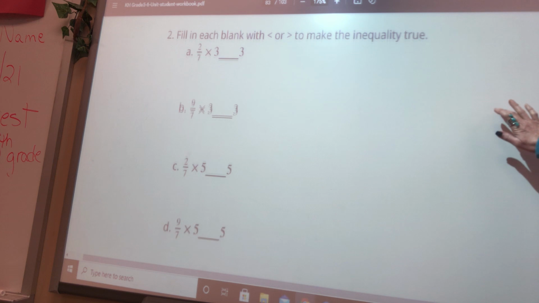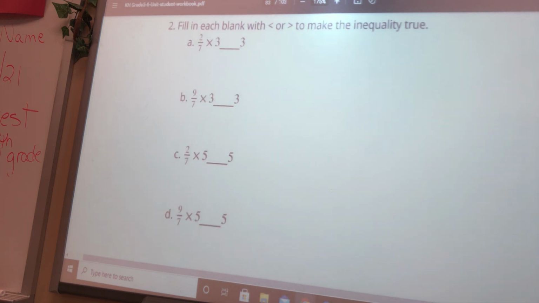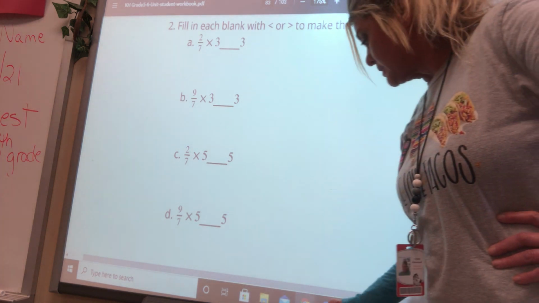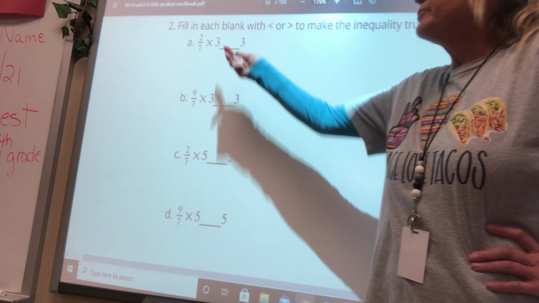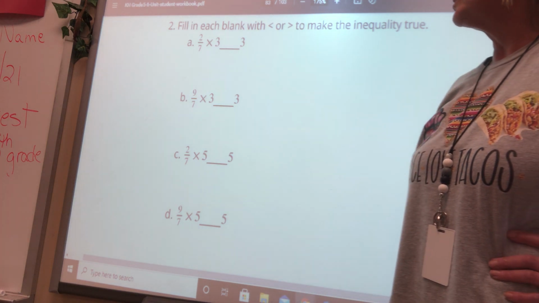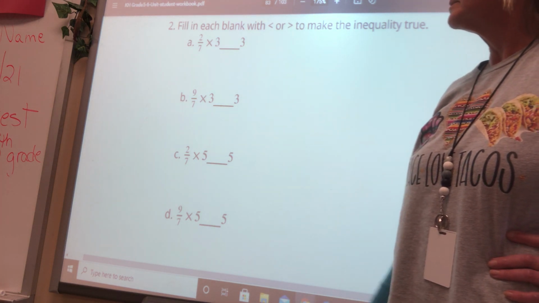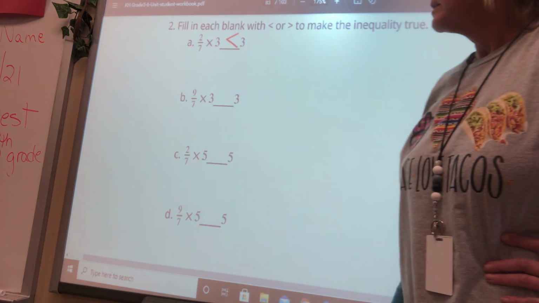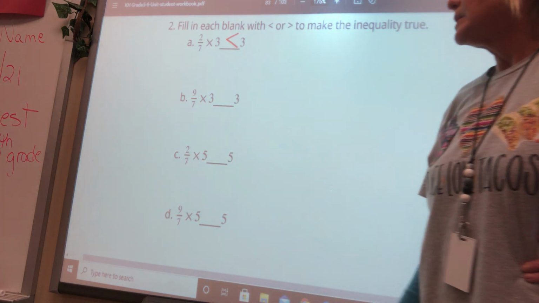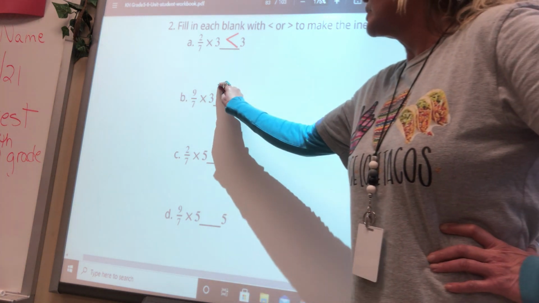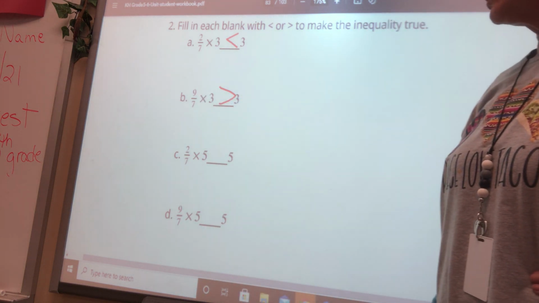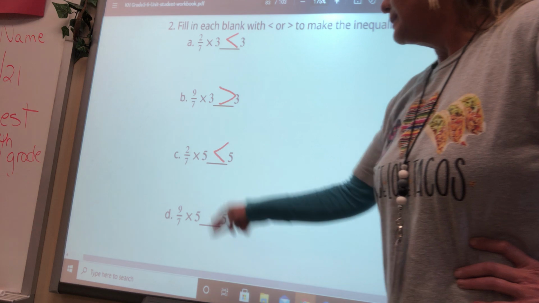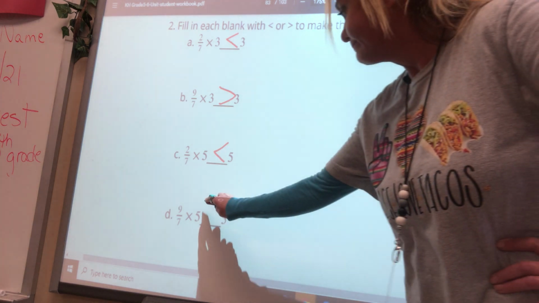All right. So now we're going to be doing just like we did yesterday. Greater than, less than, or possibly equal to. 2/7 of 3. Less than or greater than or equal to 3? Less. 9/7 of 3. Greater, because it has a whole number part. 2/7 of 5. Less. 9/7 of 5. Greater.